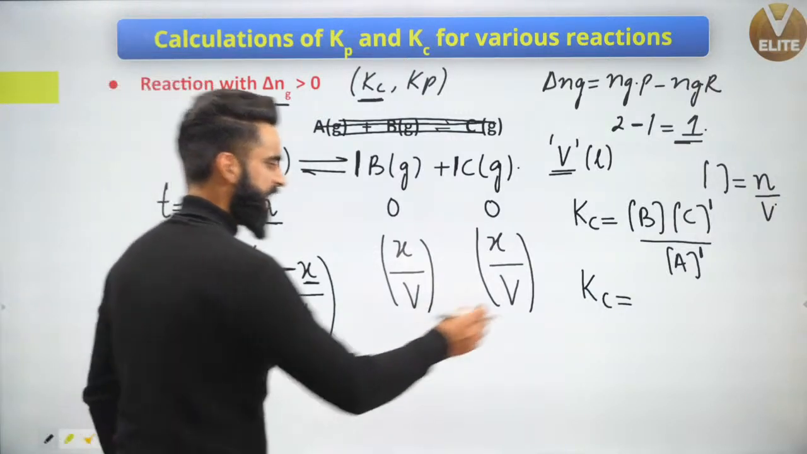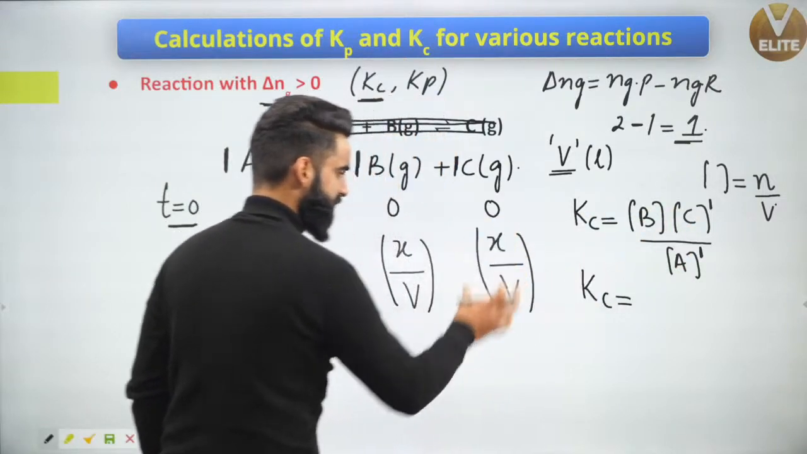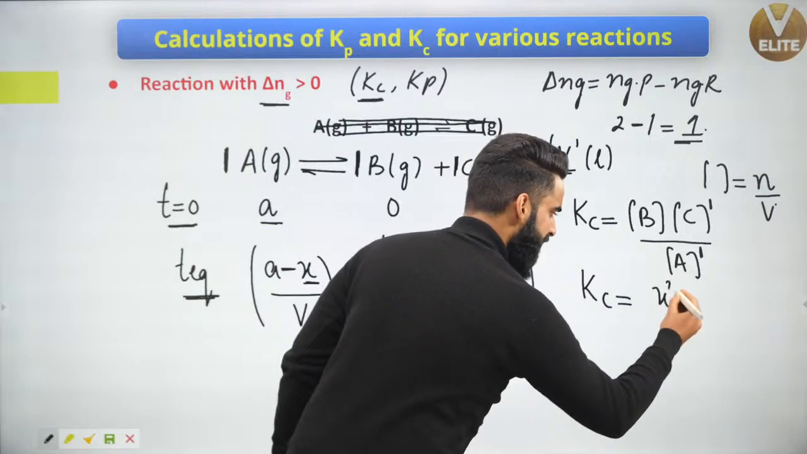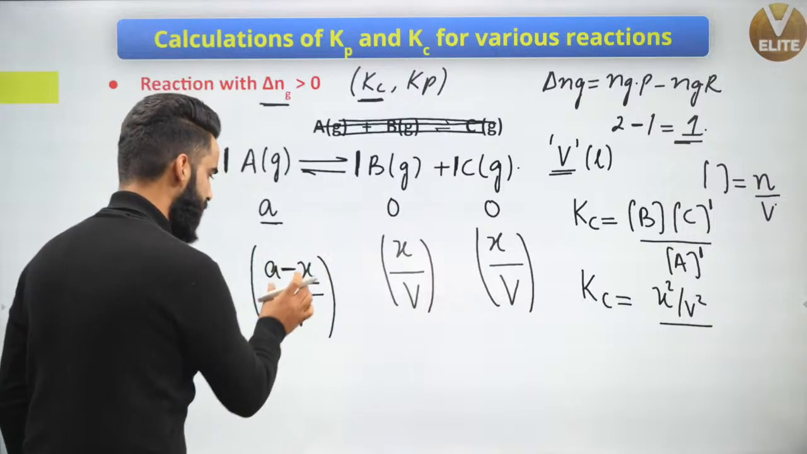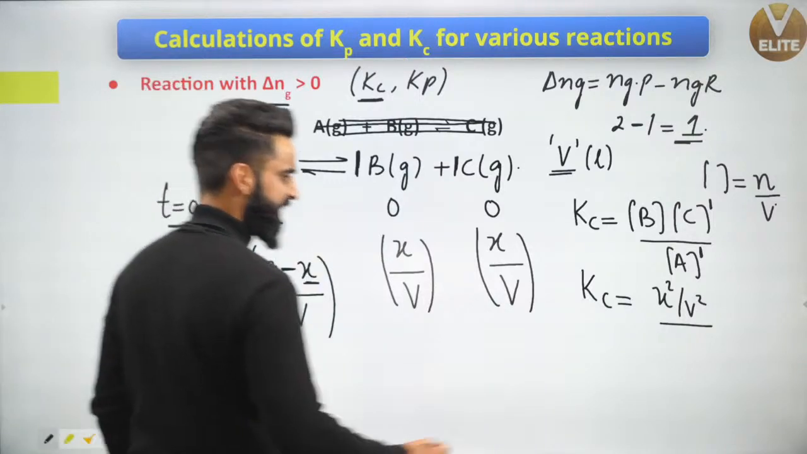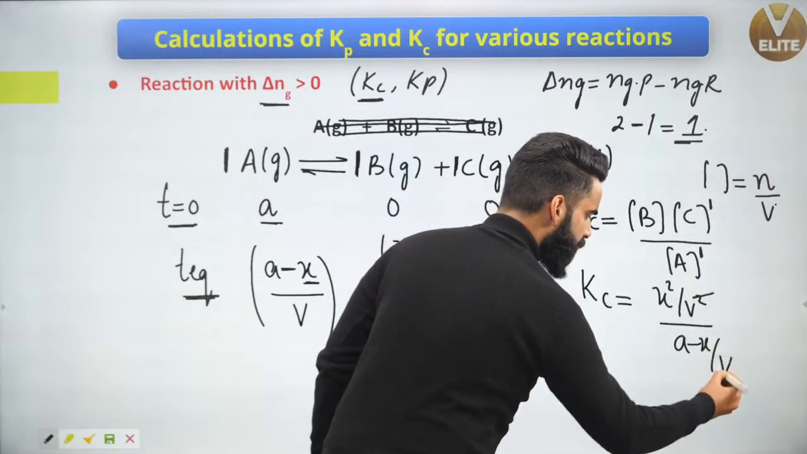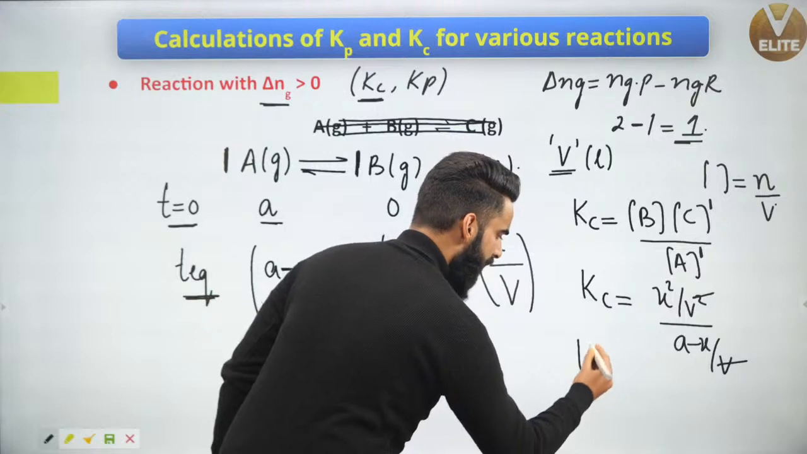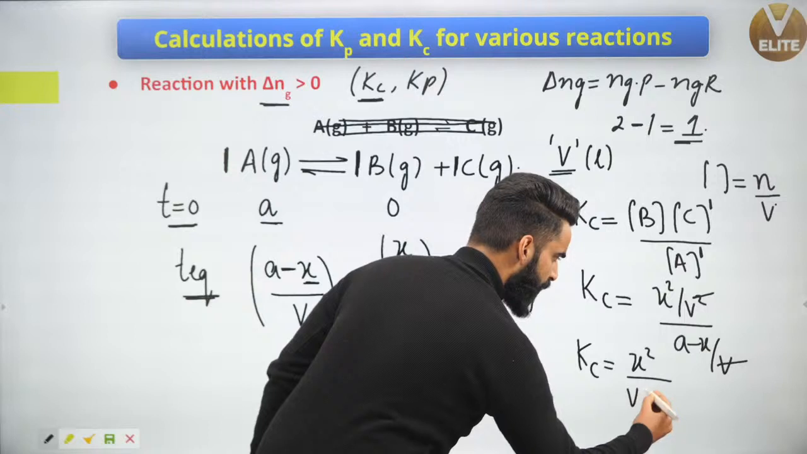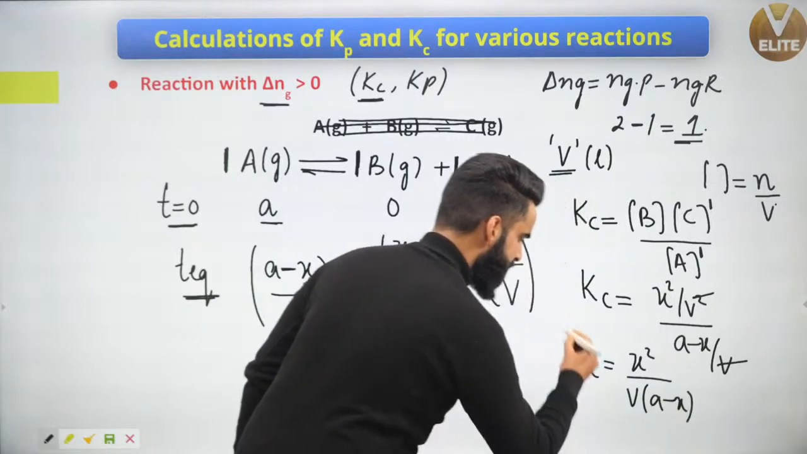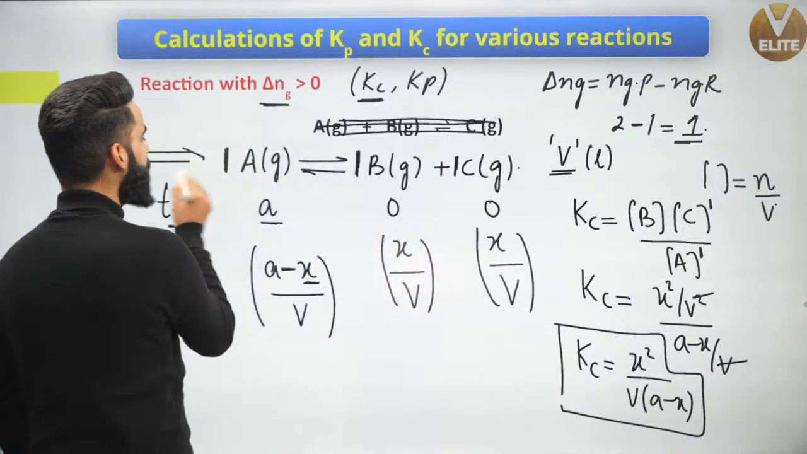So Kc is going to be equal to concentration of B, that is x by V, concentration of C, that is again x by V. So isn't it going to be x square divided by V square, whole divided by concentration of A at equilibrium? It's going to be equal to A minus X divided by V. Can I say this V square and this V got cancelled? So I got the value of Kc for the reaction as x square divided by V multiplied by A minus X. This is my expression for Kc for the given reaction.